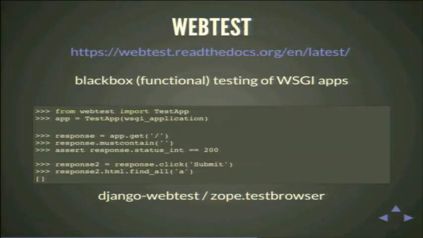And for example, response.html is basically a response wrapped in a BeautifulSoup object, and you have response.lxml and response.json and so on. So really convenient stuff for testing WSGI applications.